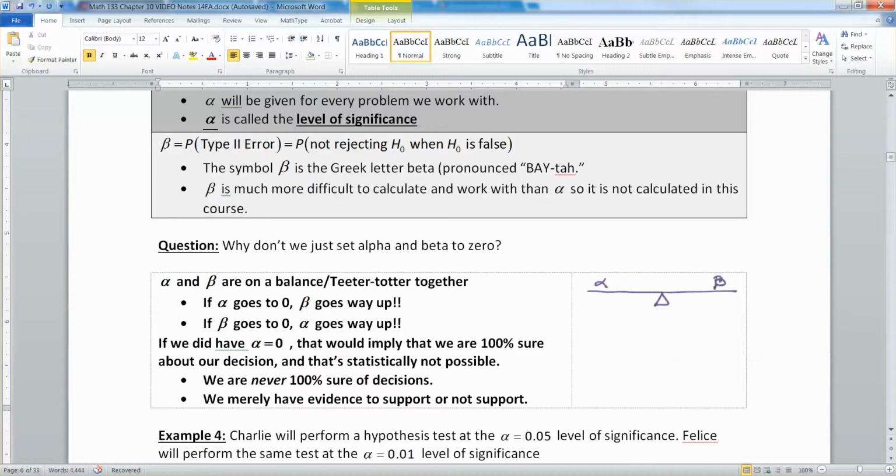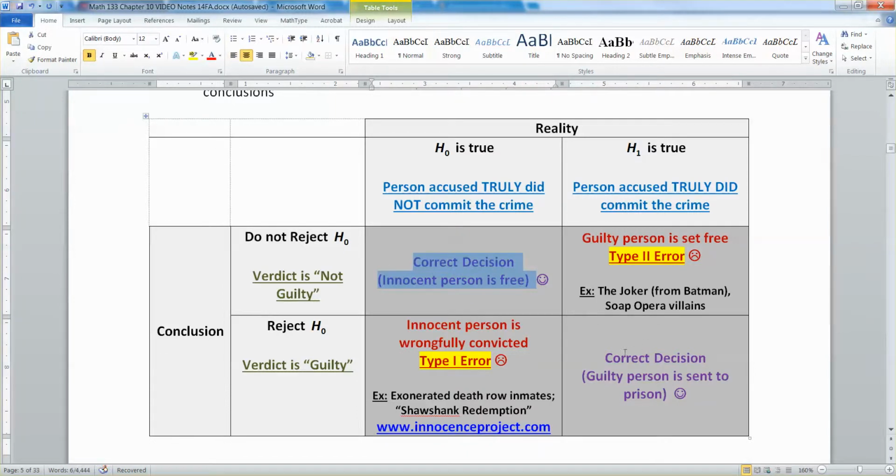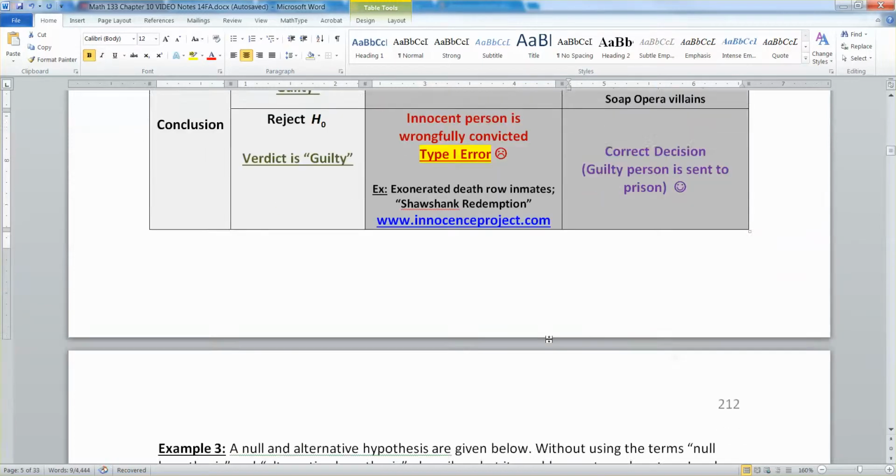Now, they're not going to go to 100% necessarily because you still will make correct decisions, right? You're still going to have the other two options of making a correct decision here and a correct decision here. But nevertheless, if you try to lower this one, you're going to raise this one and vice versa.